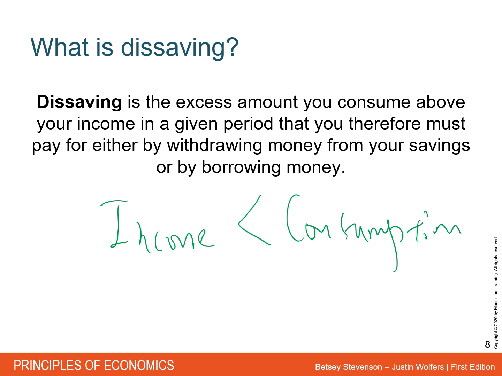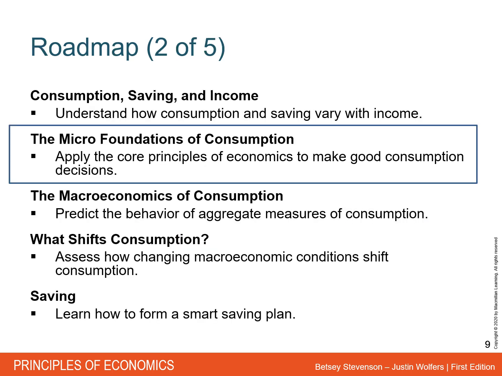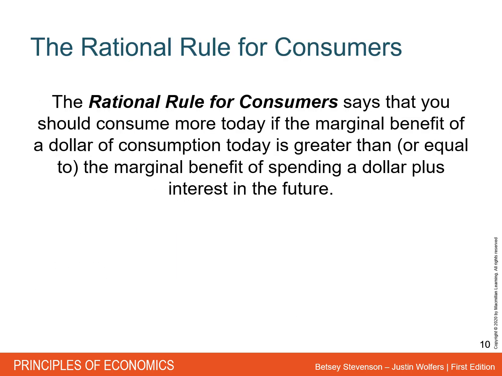So that means you're going to borrow money to make this consumption happen, because your income is just simply not enough anymore. Okay. All right. So the micro consumption. So what is the rational rule for consumers?